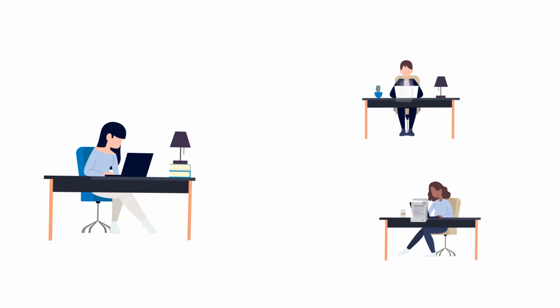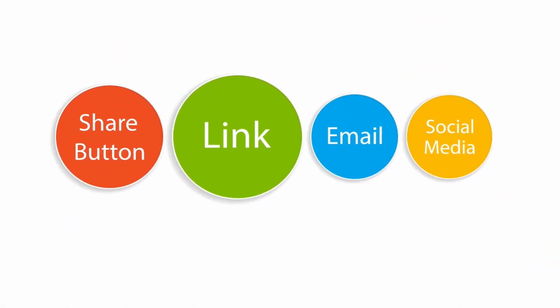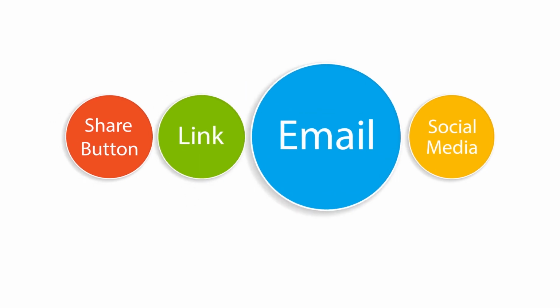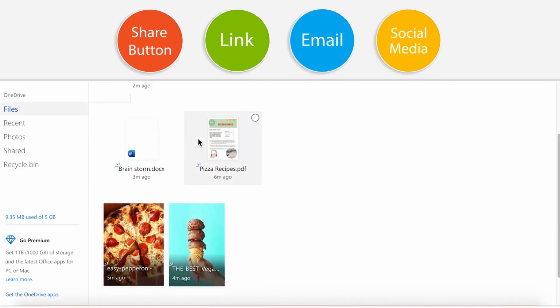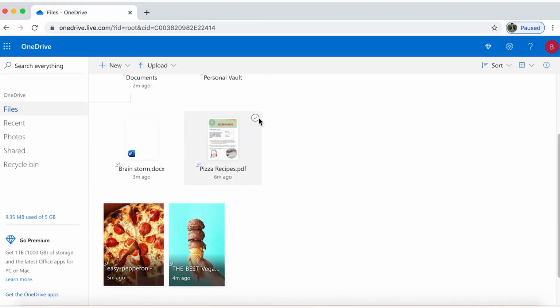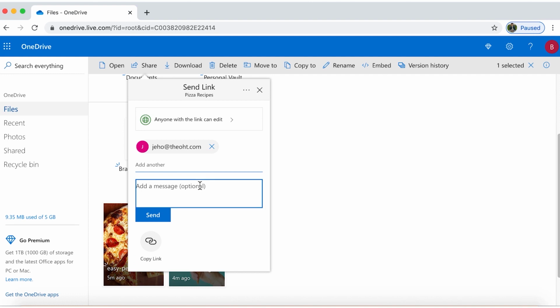Now let's talk about how we can share our document. There are a few ways to do it. We can use the Share button, create a file link, by email, and even by social media. Let's start by using the Share button. Select the document, click on the Share button, type the email address of the person you want to share the document with, add a message to let the receiver know what it's about, then send it.